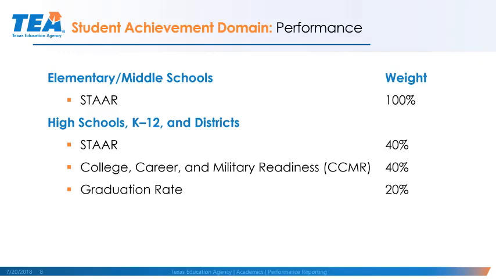For high schools, K-12s, and districts, there are typically 3 components available: STAR, College, Career, and Military Readiness, CCMR, and the graduation rate. If all 3 components are available, they are weighted at 40%, 40%, and 20%. If CCMR and the graduation rate data is unavailable, the STAR component is weighted at 100%.